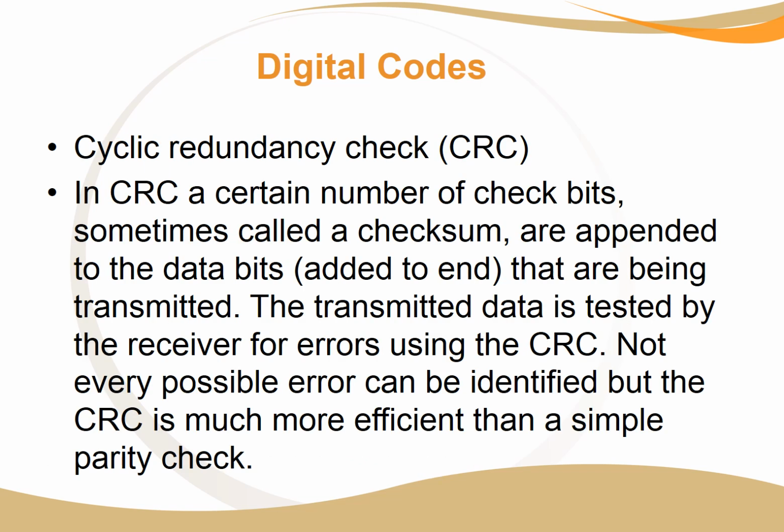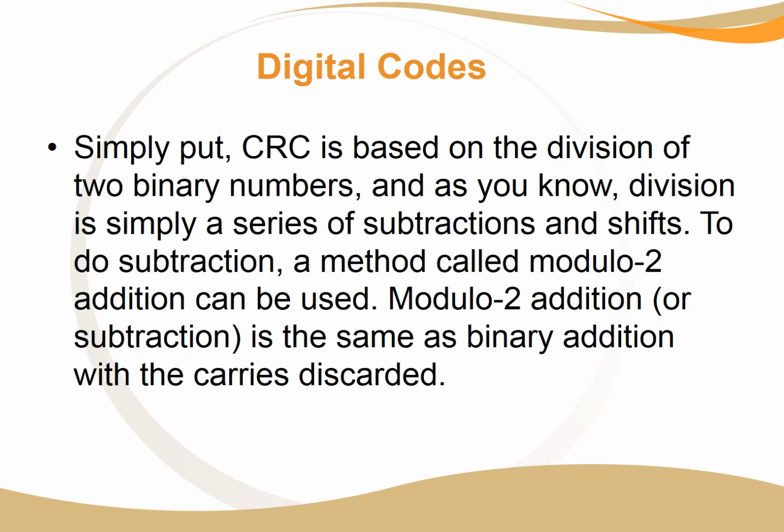So now we have cyclic redundancy check, or CRC. In CRC, a certain number of check bits, sometimes called a checksum, are appended, added to the end, of the data being transmitted. The transmitted data is tested by the receiver for errors using the CRC. Not every possible error can be identified, but the CRC is much more efficient than a simple parity check.